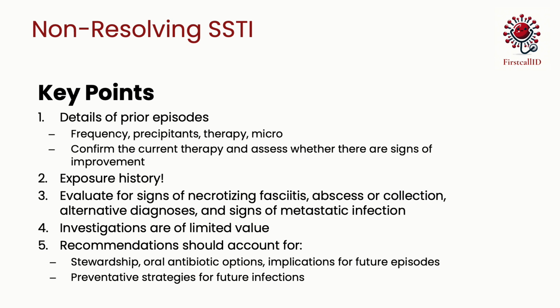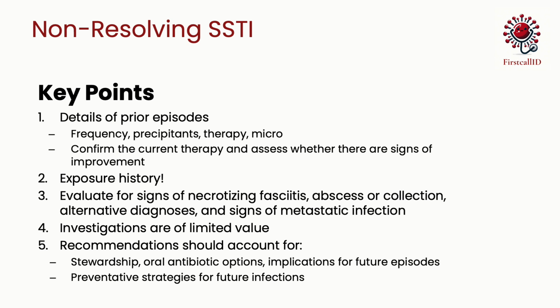The key components to our assessment include an evaluation and an understanding of their prior episodes of cellulitis. So most patients who have soft tissue infections have a history of prior infections. We want to know the frequency of their infections, any precipitants, the therapy they received and the response to it, as well as any microbiology if it's available. And with the current episode, we want to confirm their current therapy and assess if there's any evidence of clinical improvement. With soft tissue infections, it's essential to gather an exposure history because the majority of soft tissue infections are caused by organisms that colonize the surface, which is affected by someone's exposure history.